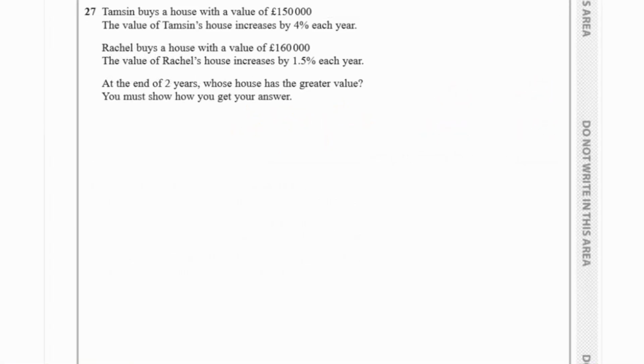So for this question, we can first start by finding the value of Tamsin's house after 2 years. And we can see that because it's increasing by 4% each year, this means that it is increasing at a compound interest rate. So we can just do the original value, which is 150,000, multiplied by the multiplier, which would be 1.04 to the power 2, because we are looking for the value after 2 years. And if we work this out in the calculator, this would give us £162,240.